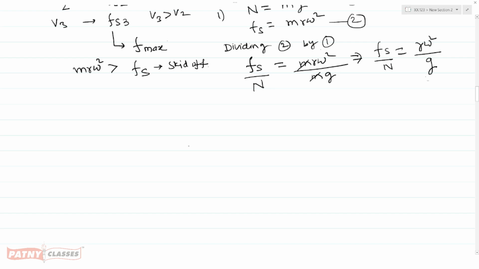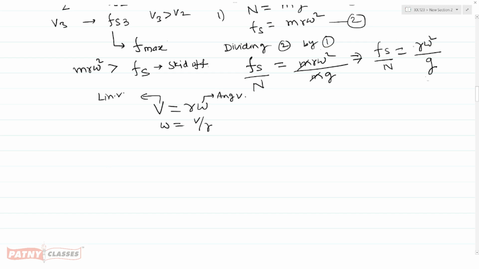And one more thing: we know that v equals r omega, so omega equals v upon r. What is omega? Omega is the angular velocity and v is the linear velocity. So this is the relationship between linear velocity and angular velocity.